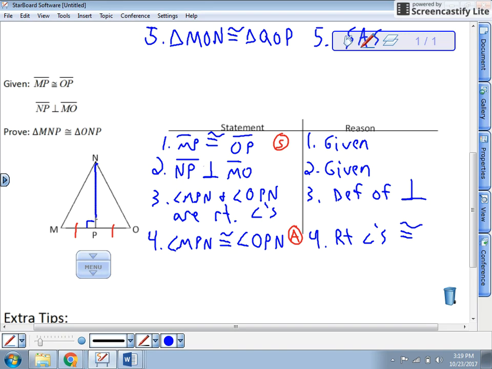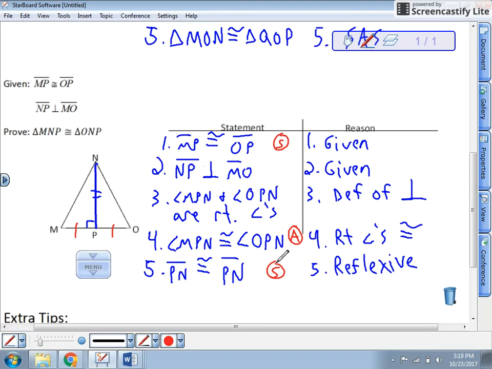Well, again, there's that shared side. Since they share a side, we know that we can say it's congruent to itself. So segment PN is congruent to itself. And the reason is reflexive. Don't forget about the reflexive property. And then finally, we got our third piece. So we can see side, angle, side. You can see it in the picture.